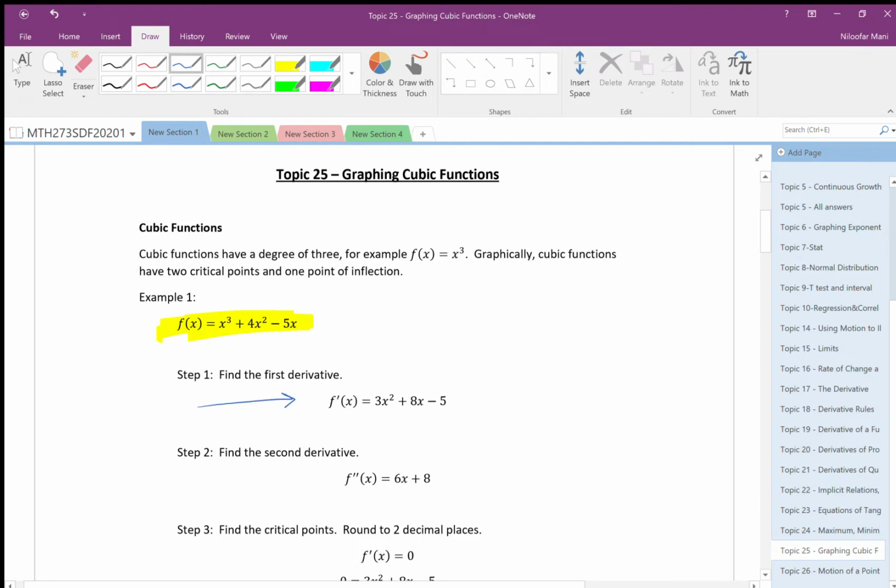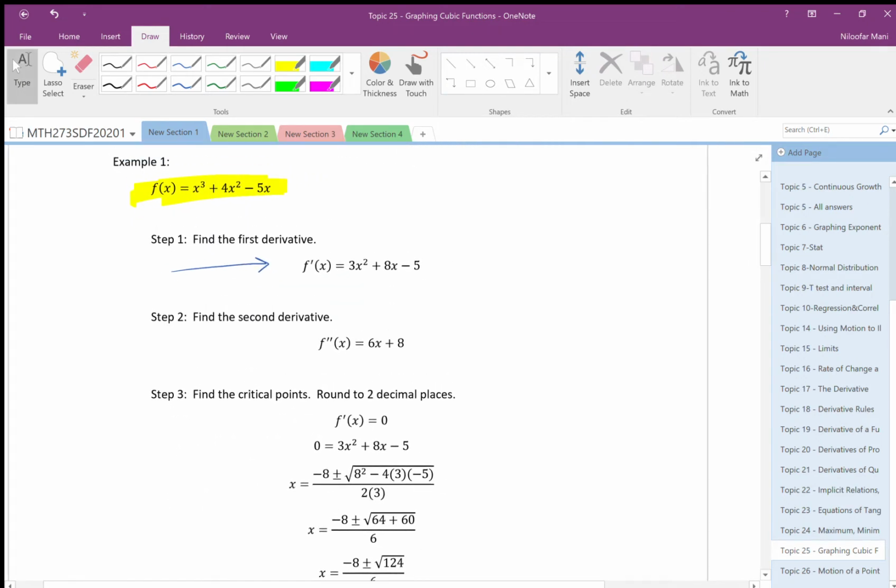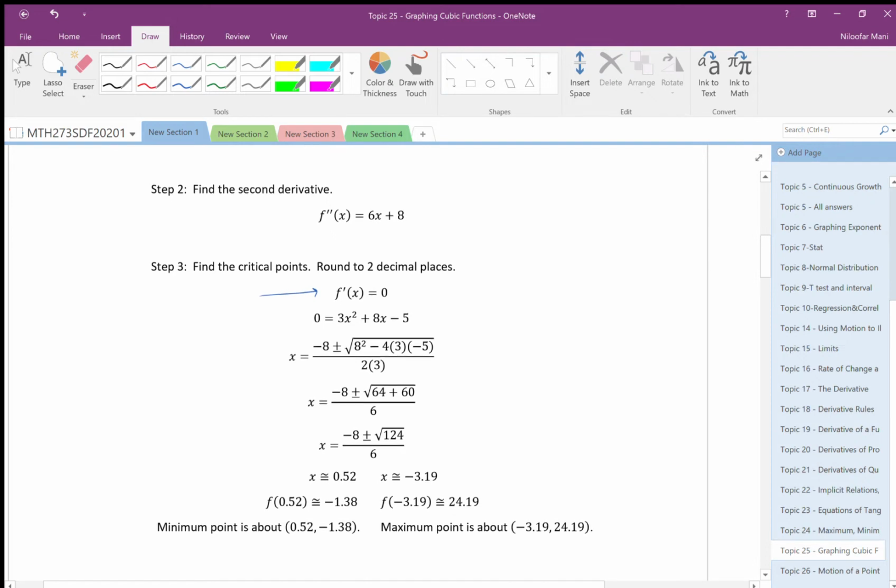The first derivative is 3x squared plus 8x minus 5, and the second derivative is 6x plus 8. We set the first derivative equal to 0 and find 2 points. These 2 points are going to be my maximum and minimum, but I have to check if they are. So here I can check the second derivative.